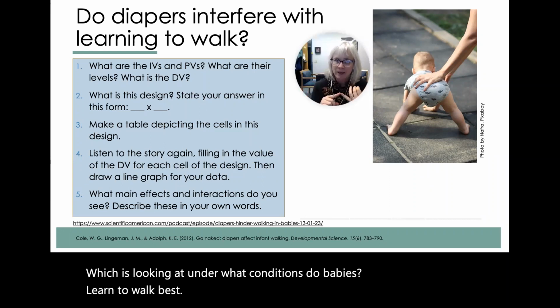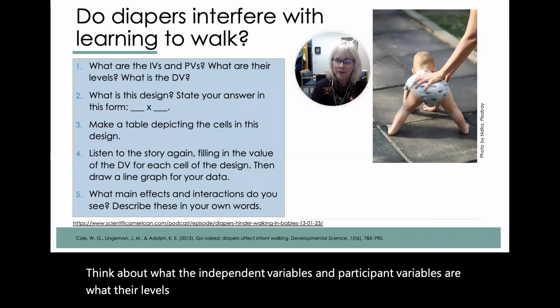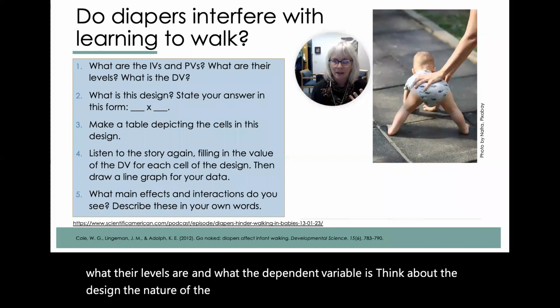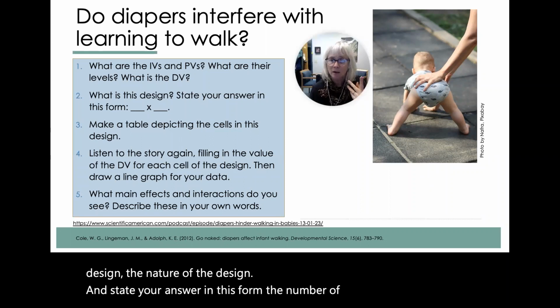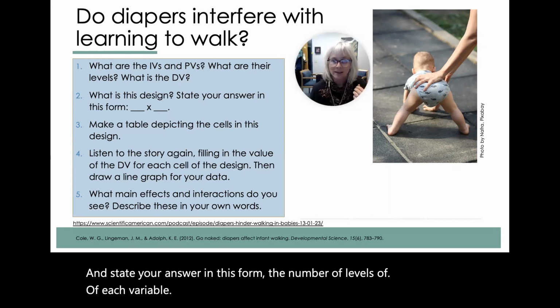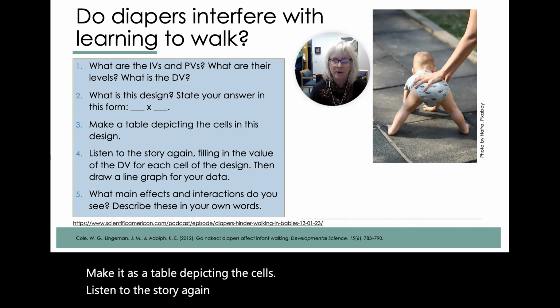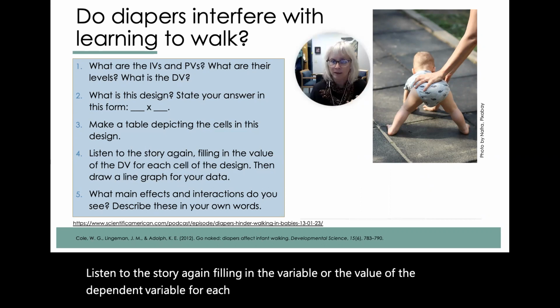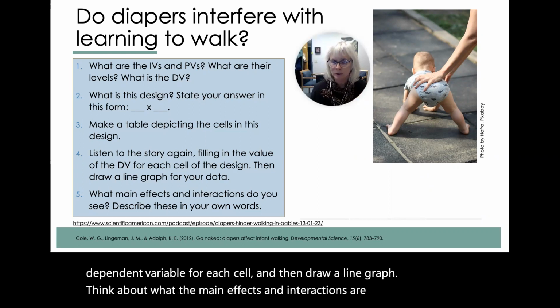Think about what the independent variables and participant variables are, what their levels are, and what the dependent variable is. Think about the design, the nature of the design, and state your answer in this form: the number of levels of each variable. Make a table depicting the cells. Listen to the story again, filling in the value of the dependent variable for each cell, and then draw a line graph. Think about what the main effects and interactions are and describe them in your own words.